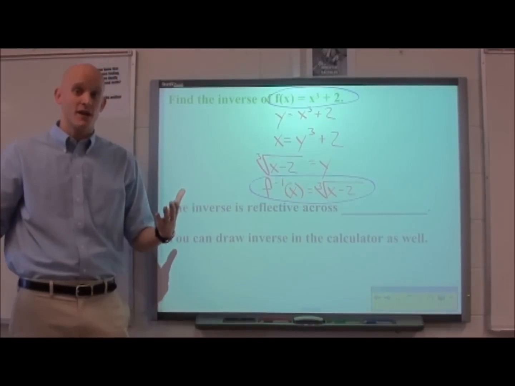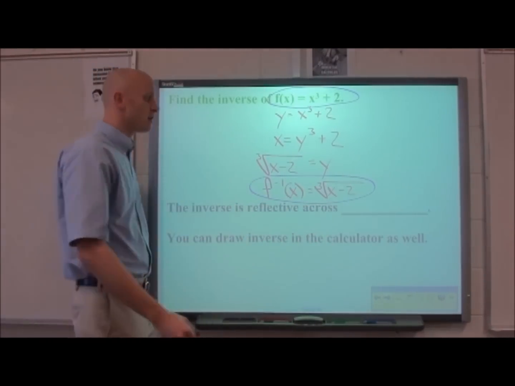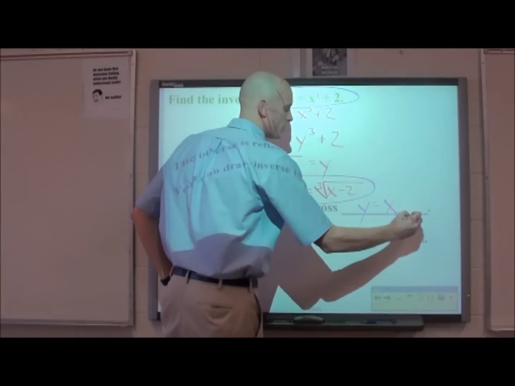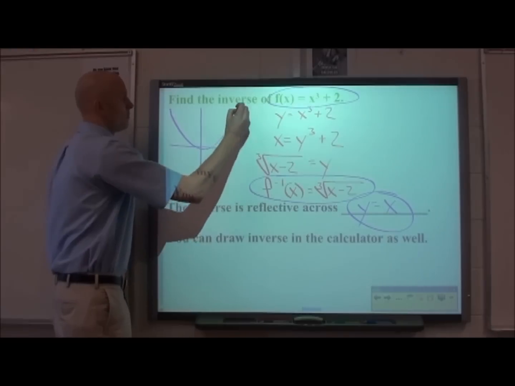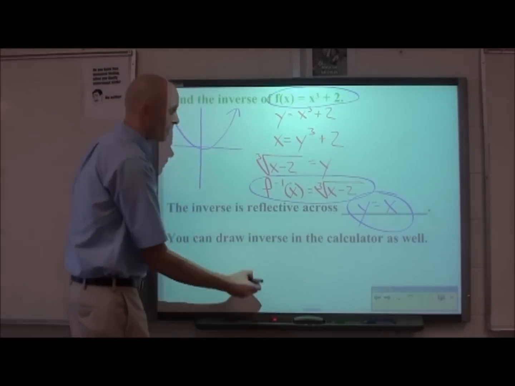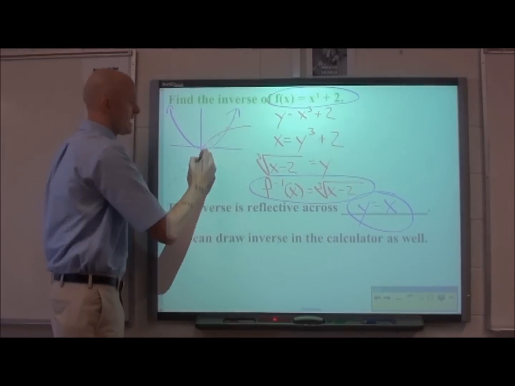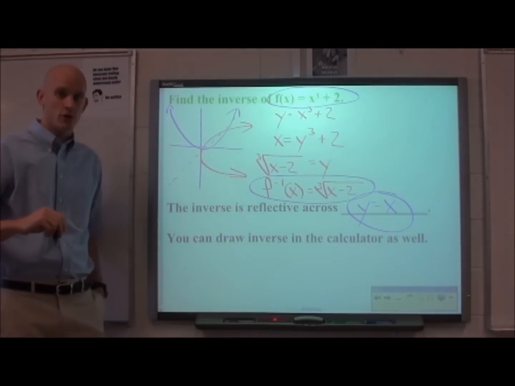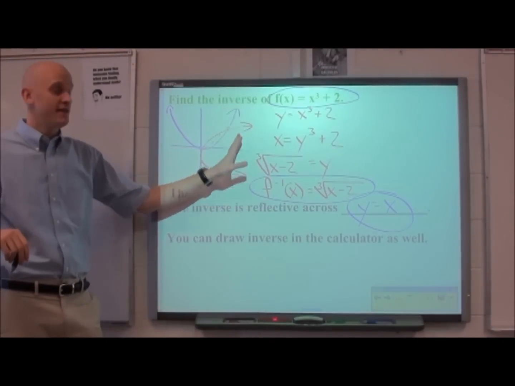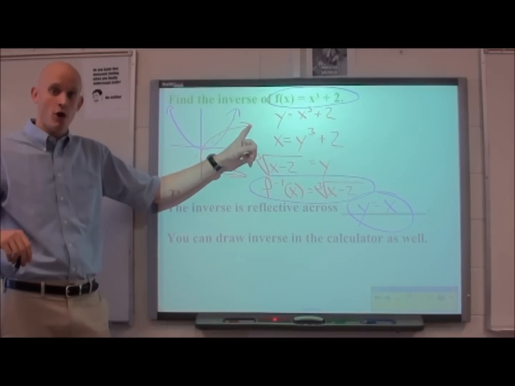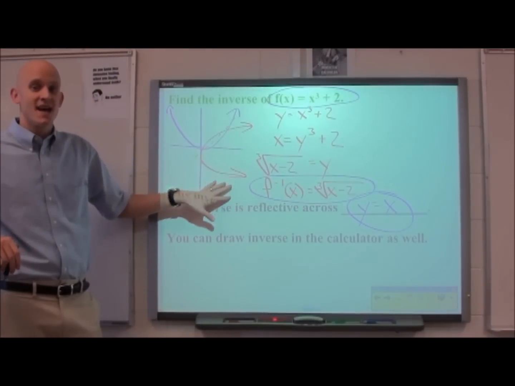Inverses, graphically, you may remember the relationship. We know that inverses reflect across the line y equals x. So if this is our original function, x squared, the inverse will reflect across the line y equals x, and you'll have, that's a horrible drawing, but you'll have a function that is an inverse that looks like this. In this case, since our original is not one-to-one, our inverse is not a function.